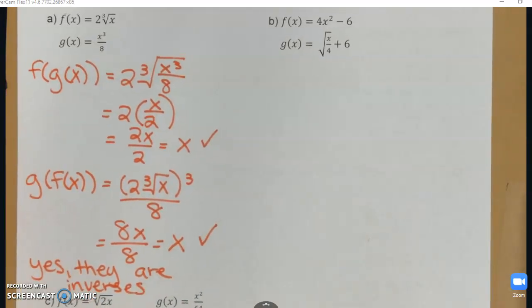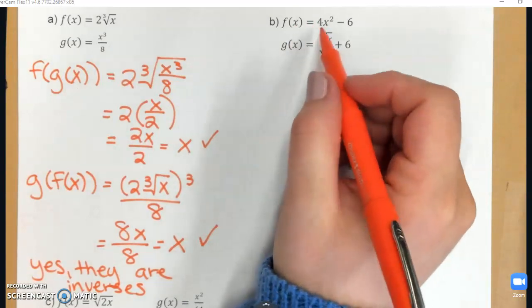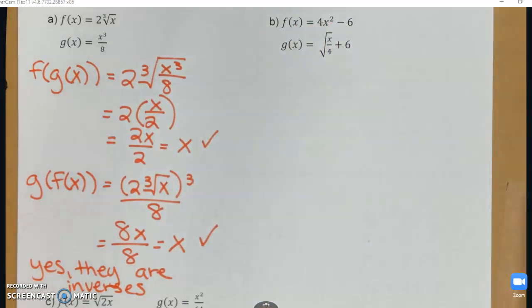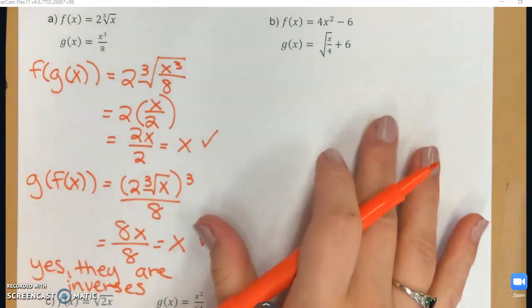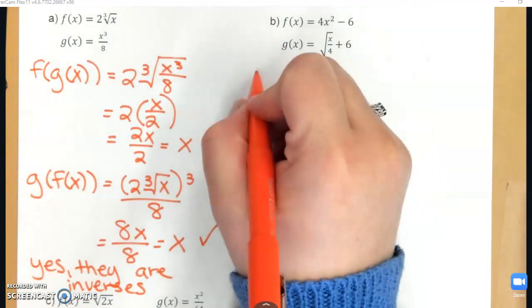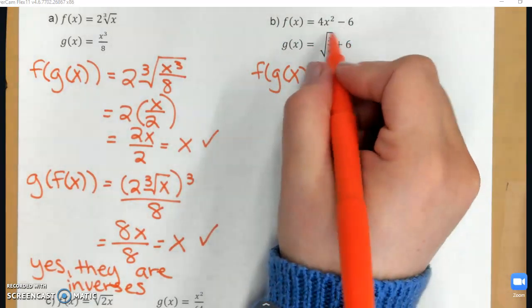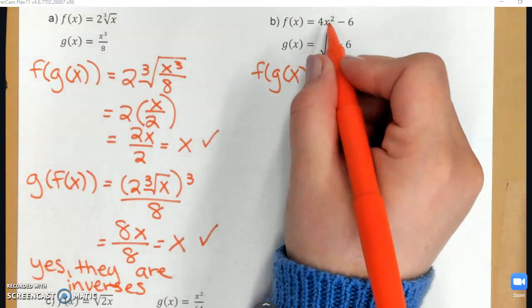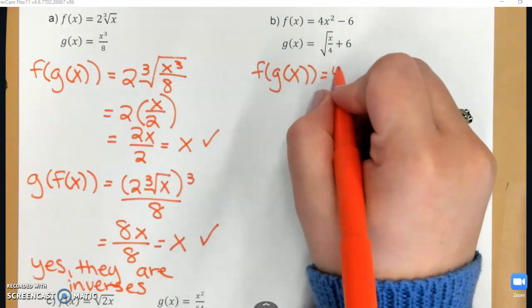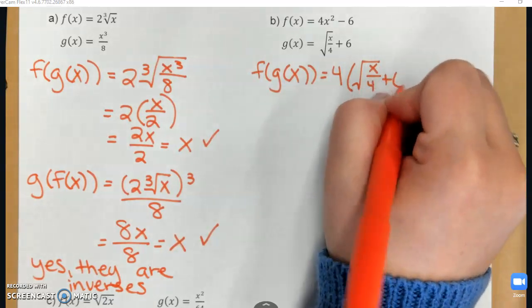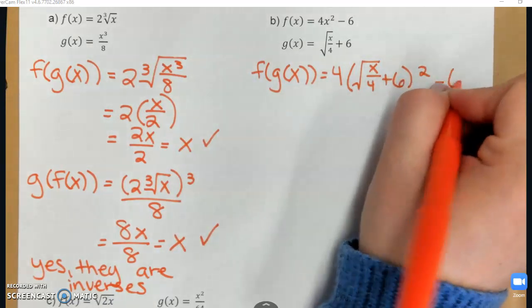Okay, let's go again and look at b. I have f and g. F is a quadratic and g is a square root, so they could be inverses of each other, but I need to use composition to confirm. So let's go with f of g first. So what this means is I'm going to plug in this whole function of g into x in my upper function. So it's going to be 4 times (the square root of x over 4, plus 6) squared, minus 6.